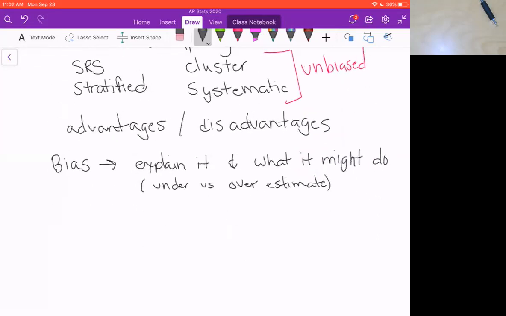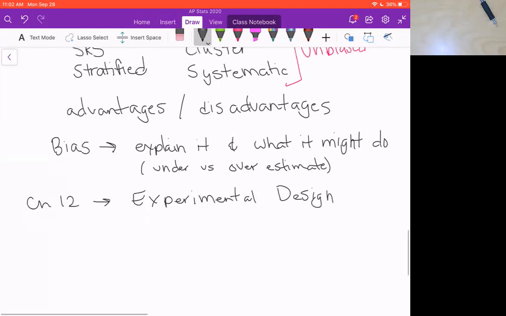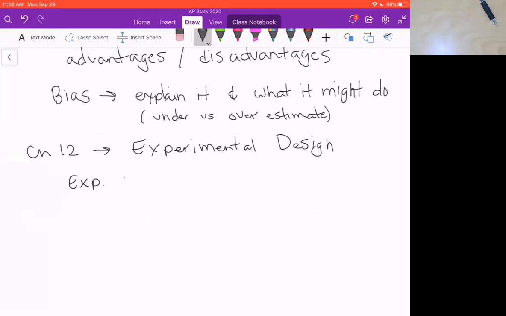And then that leaves us with chapter 12, which is experimental design. Okay, so make sure you know the difference between an experiment versus an observational study. Okay, the difference is an experiment, the participants are randomly assigned to treatments. Observational study, they are not.